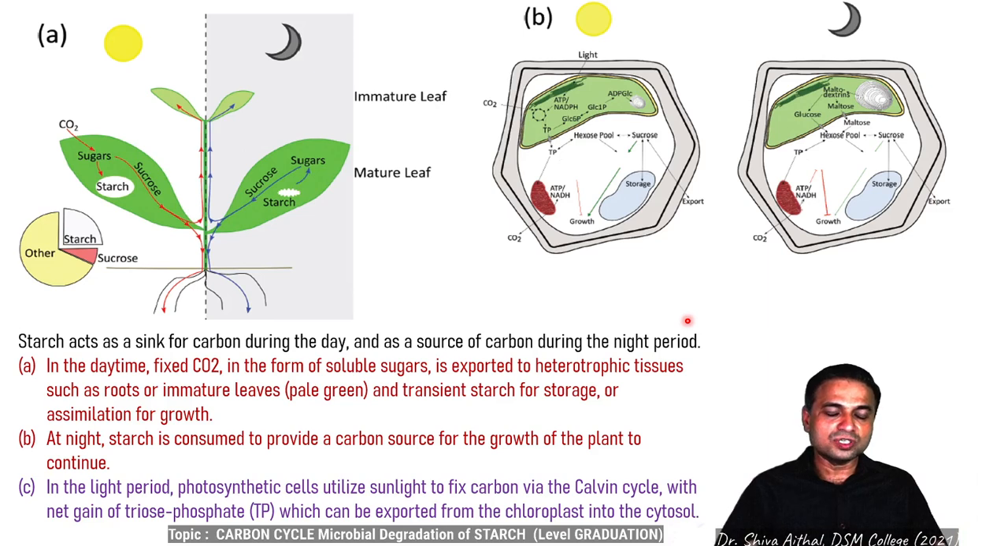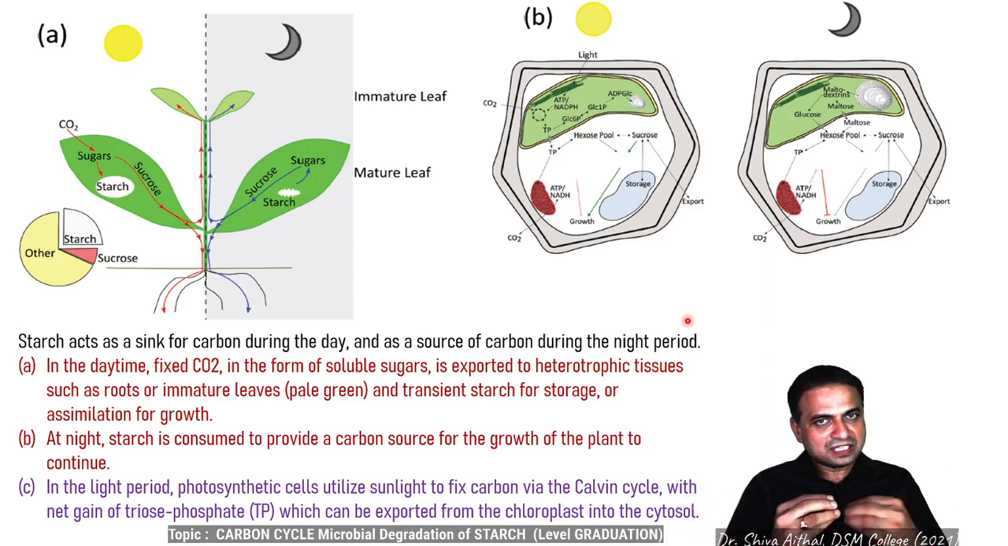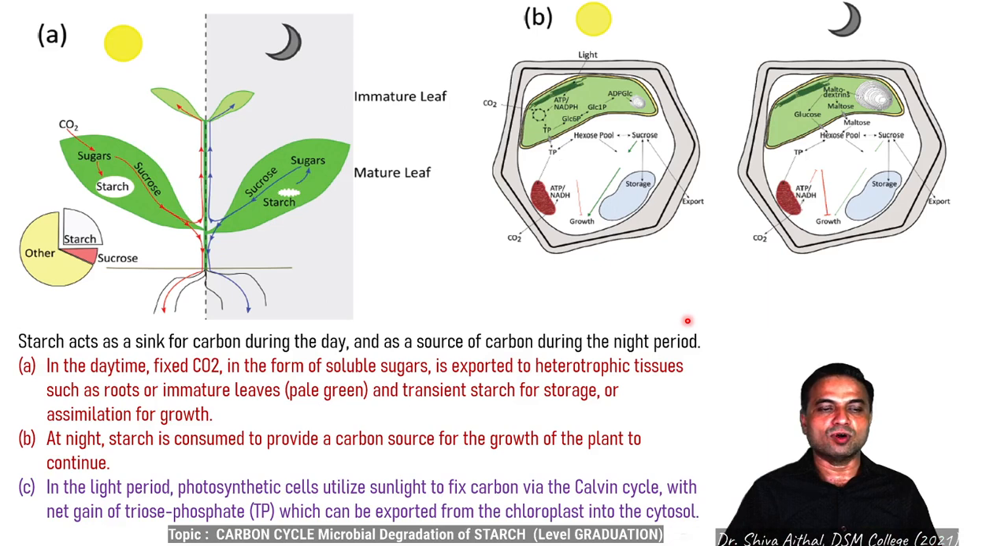Roots, shoots, all these heterotrophic tissues, or immature leaves which are pale green in color, also need some energy. So the matured leaves which are synthesizing sugars send them to all parts of the body for storage, for assimilation and growth. At night, this starch is converted and consumed to provide a carbon source for the growth of the plant.